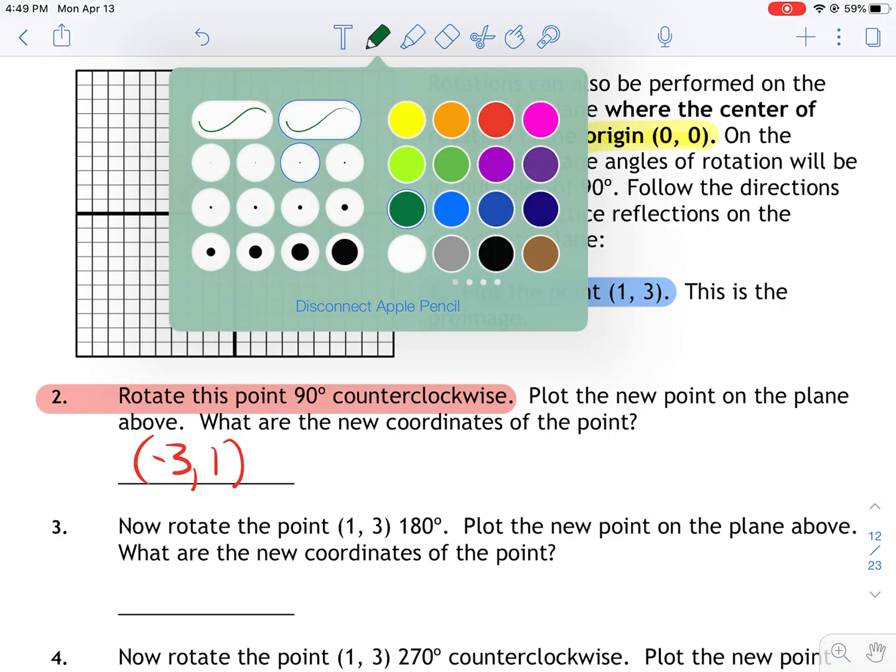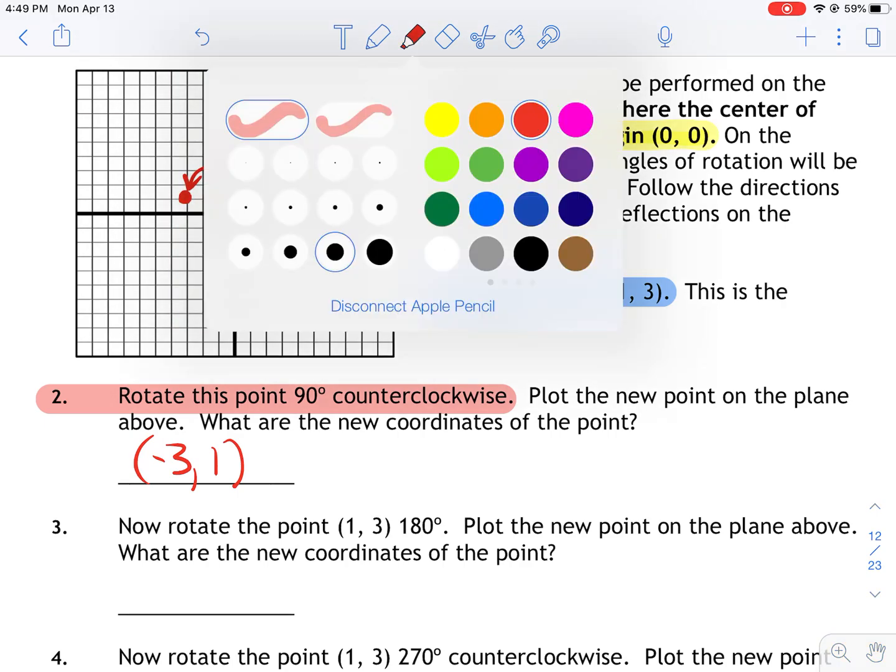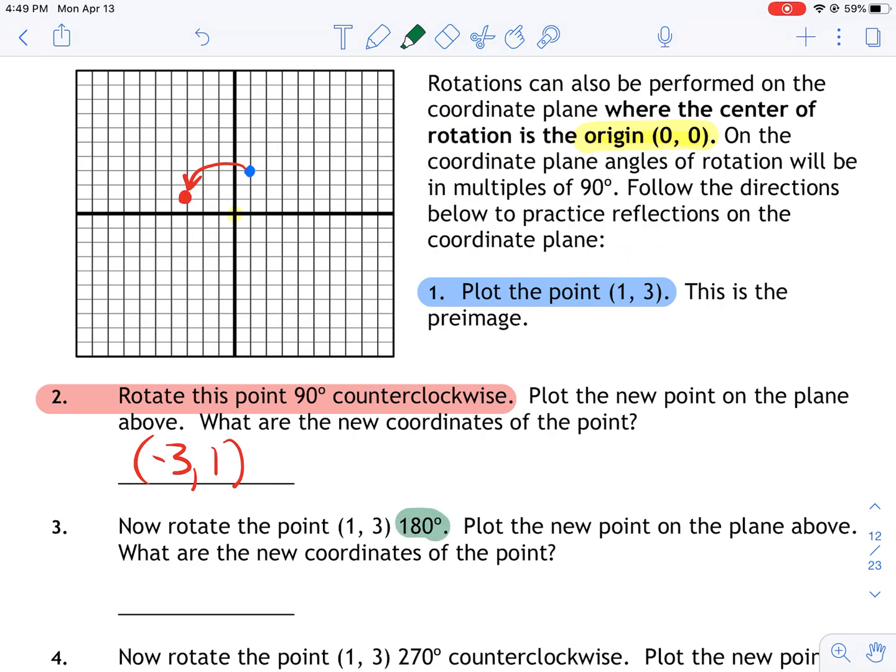-3, 1. Okay, now we're going to take the point 1, 3. We're going to rotate it 180 degrees. And notice I don't have a direction here on this one. If you notice, 180 degrees is halfway around either direction, so there's really no point in having to put a direction on 180 degrees. But there is on 90 and 270. Okay, and we'll talk about those as we advance here through the video.